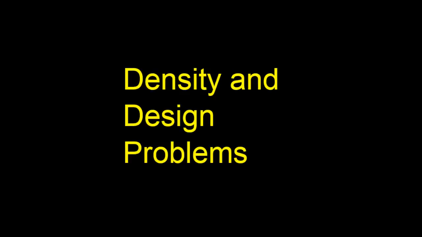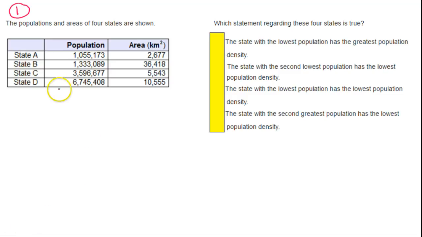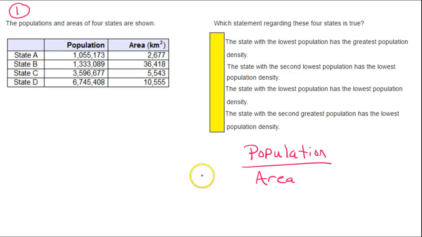This lesson is about density and design problems. All right, problem number one is about population density. And we know that population density is all about the population divided by the area. Okay, and that will give you the population density.